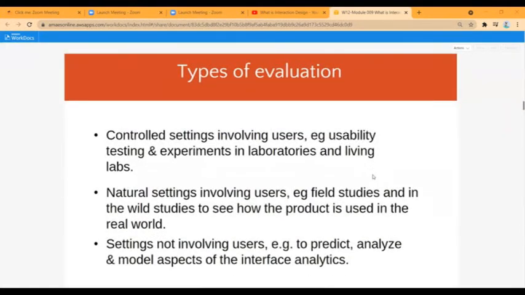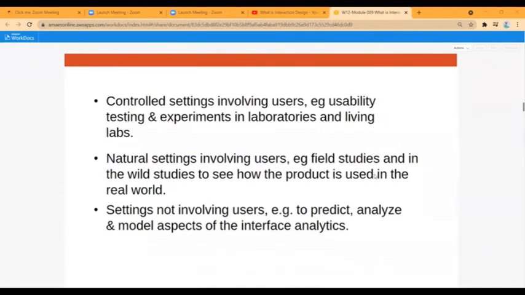So there are types of evaluation. Controlled settings involving users. Examples are usability testing and experiments in laboratories and living labs. Natural settings involving users. Examples, field studies and in the wild studies to see how the product is used in the real world. Settings not involving users. Okay. Examples are to predict, analyze, and model aspects of the interface, analytics.